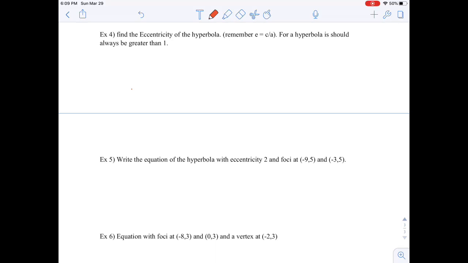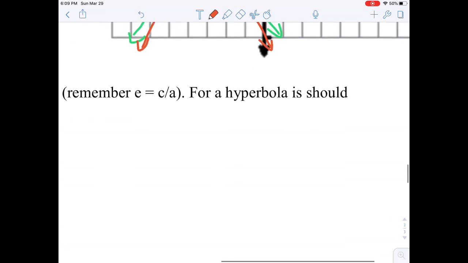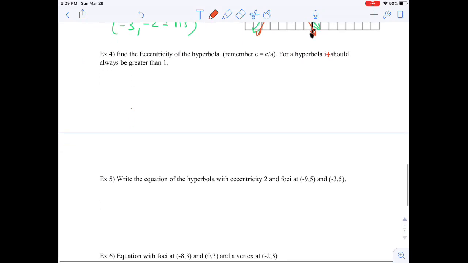So first question here is find the eccentricity of a hyperbola. Remember, E equals C divided by A. For a hyperbola, it should always be greater than 1. So we're just basically saying E should be greater than 1.